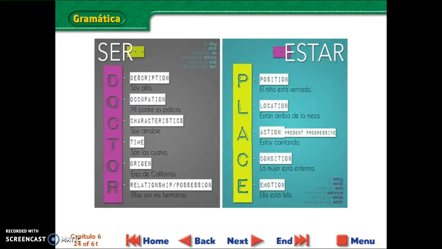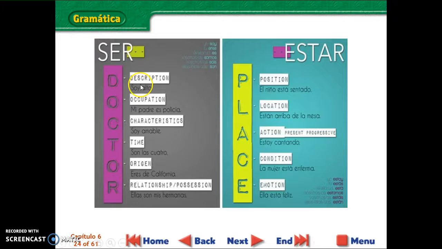T for time: son las 4, right? And when we're telling time, remember how we use son? That's ser. So when we tell time, we don't use estar, we use ser. Origin: eres de California. So anytime you're expressing where you're from, you're going to use ser. And R for relationship and possession: ellas son mis hermanas, they are my sisters. So any relationship or possession, you're also using ser.